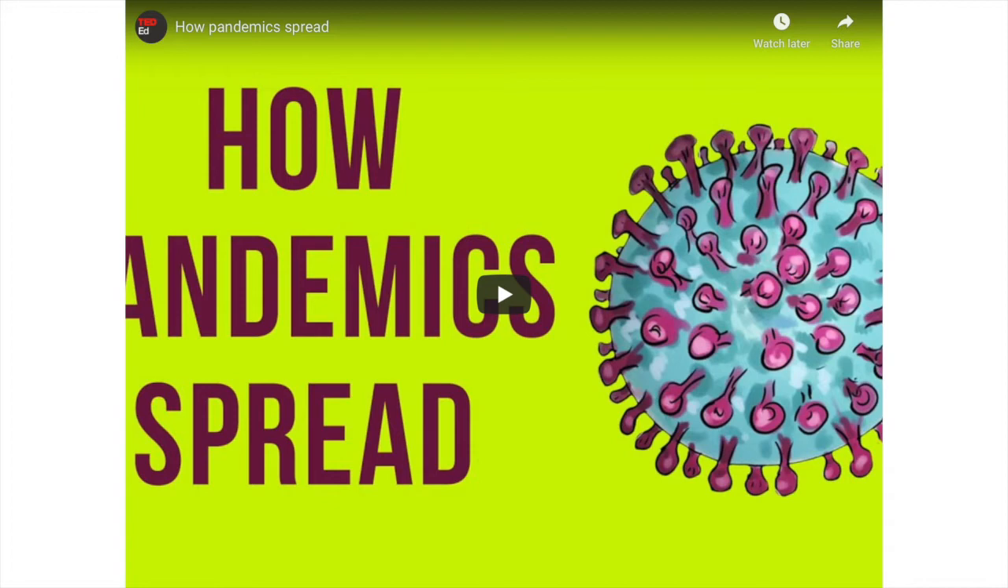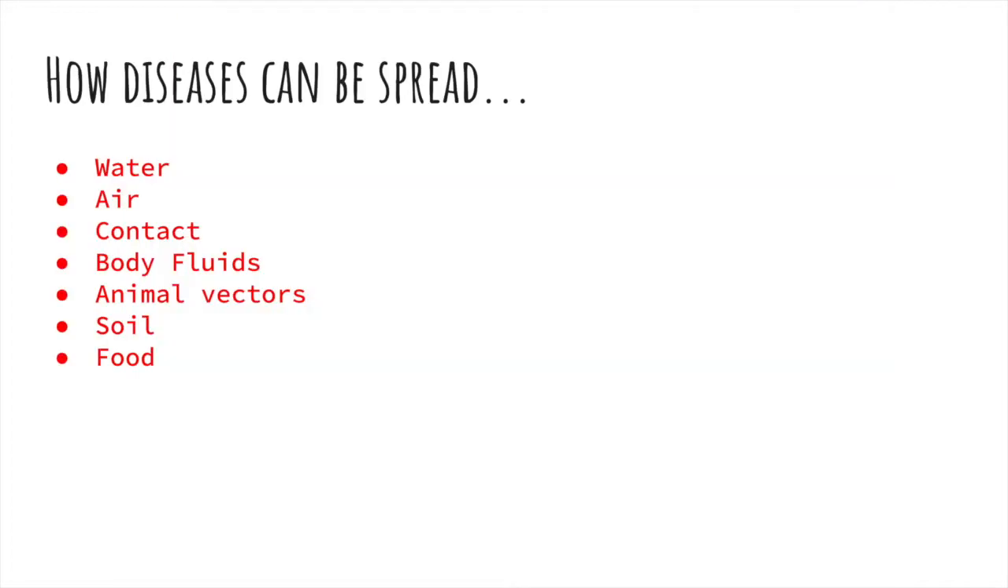So we need to go on now and look at the ways in which diseases are spread in general and the ways in which we prevent the spread of diseases in general. So they can be spread in a number of different ways. So diseases can be spread in water, through air, through direct contact, through bodily fluids, through animal vectors, soil, and through food. So some of these might be obvious to you, some of them might be a little less obvious to you.